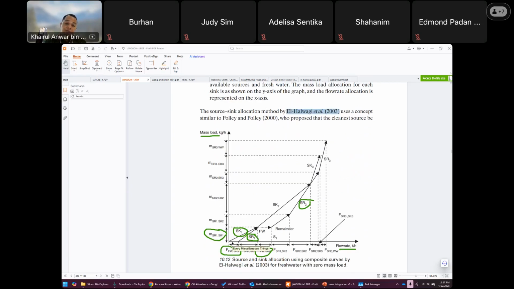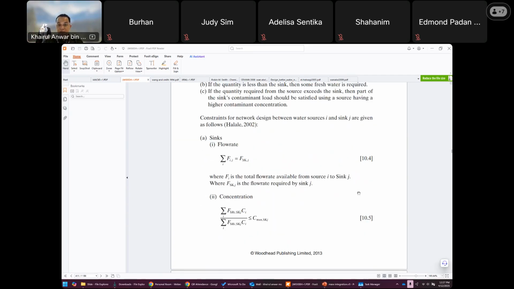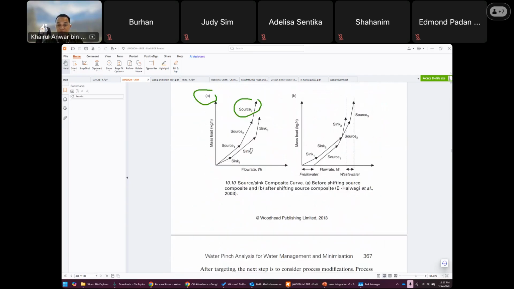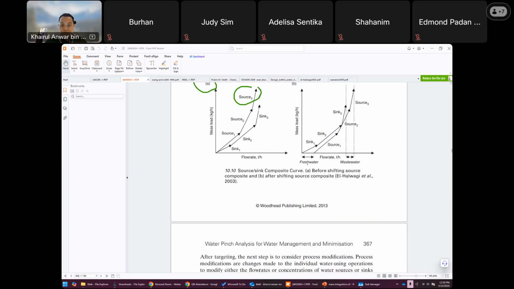Because when you do a sourcing composite curve, you need to draw it like this first. So the source and the sink, this is the first step, where you get the source from the table. You sort it in ascending order. You draw this first, then you shift the source below the sink, like this. So the gap here refers to the fresh water, which is the FWSK1. This is the wastewater. Minimum wastewater. This is the minimum wastewater.